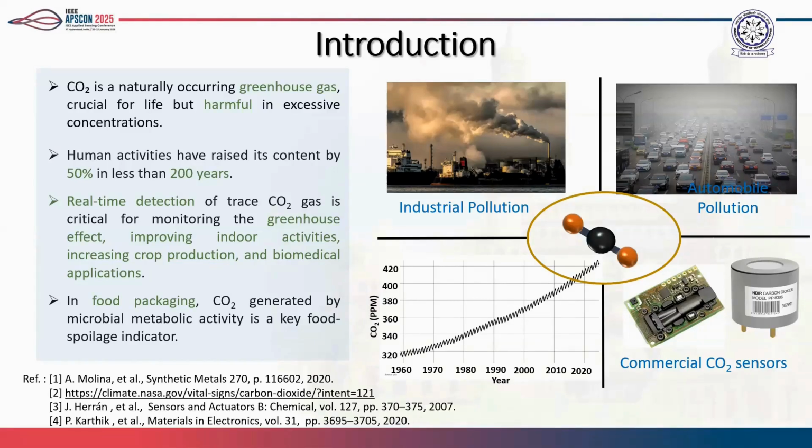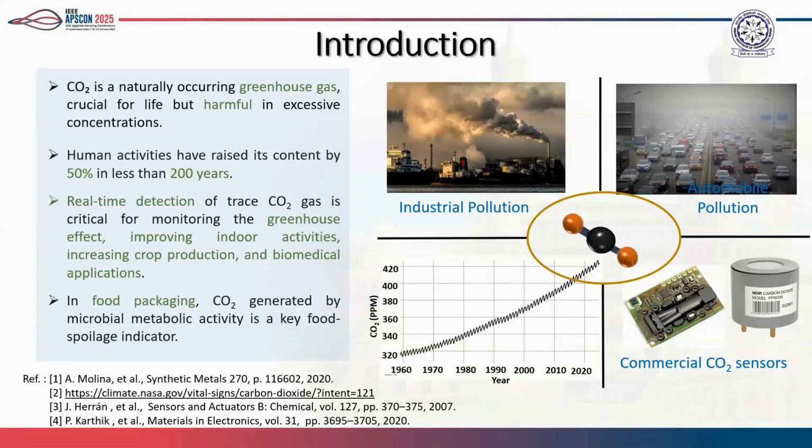spoiler. As we can see in this graph, the concentration of CO2 rises from 320 ppm to 420 ppm from 1960 to 2020. This is all because of human activity. And in the market, there are two types of CO2 sensors available. One is the NDIR type of CO2 sensor, the other is metal oxide based electrochemical sensors.